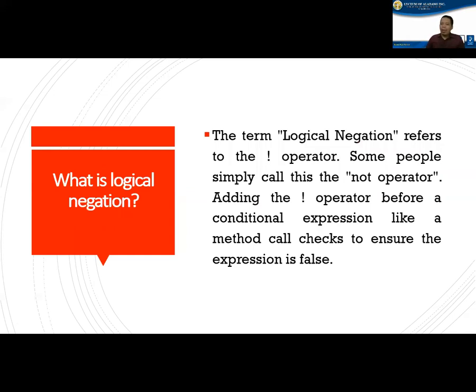So, moving on, what is the logical negation? The term logical negation refers to the exclamation point operator. We connote that as the logical negation operator, expressed as an exclamation point. If you notice an exclamation point, that is a logical negation operator. Some people simply call that the not operator. Adding the exclamation operator, the not operator, or the logical negation operator before a conditional expression, like a method call, checks to ensure an expression is false.